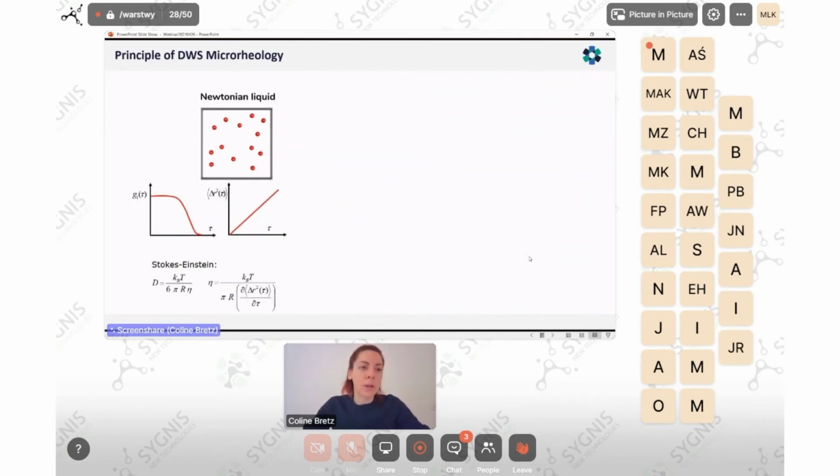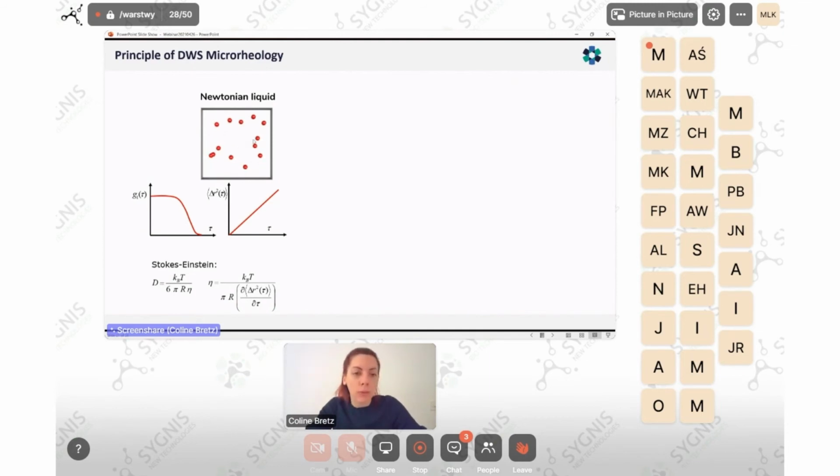And so I want to expand a little bit more on the principle of DWS microrheology. There are two main cases that we can look at. The first one being the case of a Newtonian liquid, where the particles are free to diffuse within the solvent, in which case we're going to see a correlation function that decays to 0, and a mean square displacement that is linear. This means, again, whatever the time that we probe the sample at, the particles are not restricted.